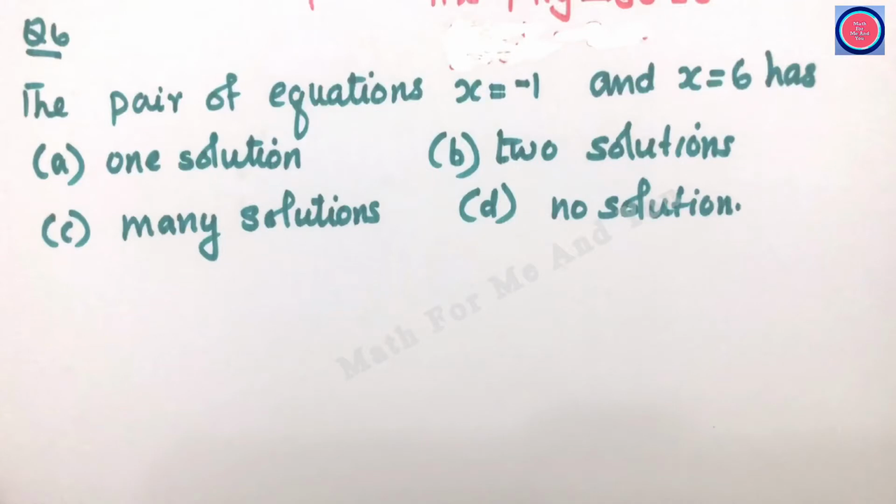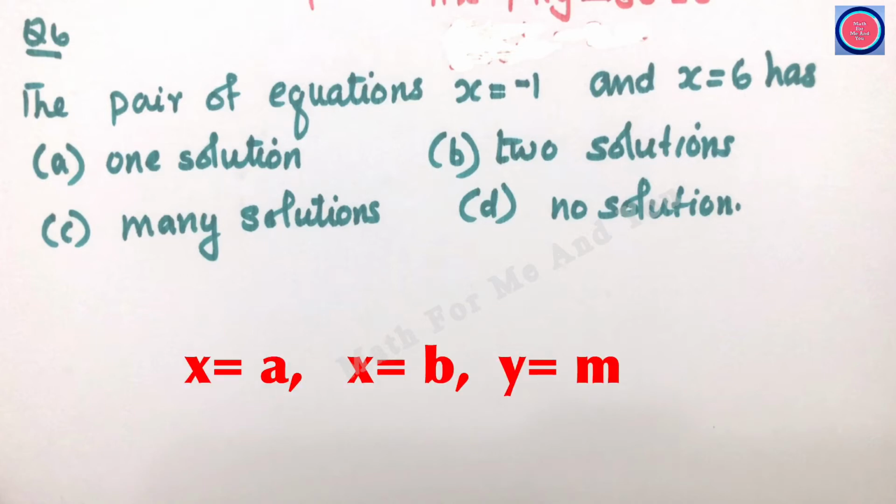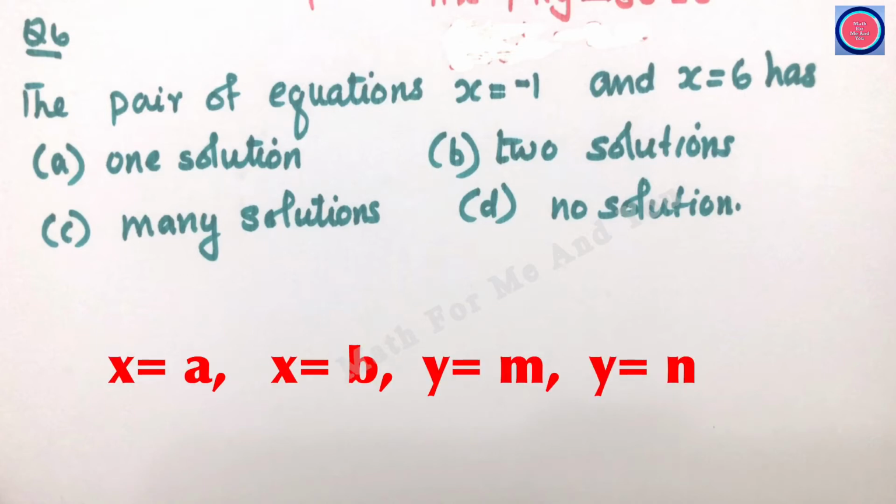Question 6. The pair of equations x equals minus 1 and x equals 6 has one solution, two solutions, many solutions or no solution. Here we can see the given two equations are short equations. If we get this type of small equations, x equals minus 1, x equals 6, or y equals a number, y equals another number, then we use graphs to get the values of x and y.